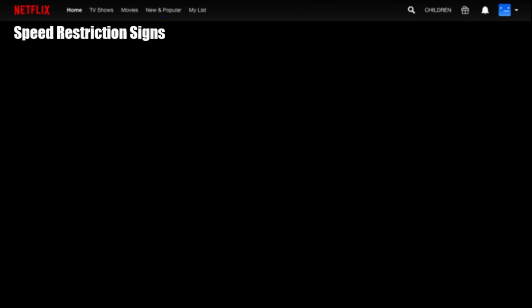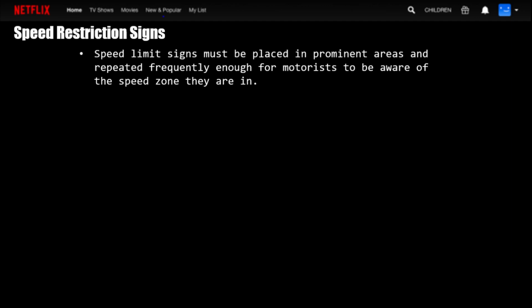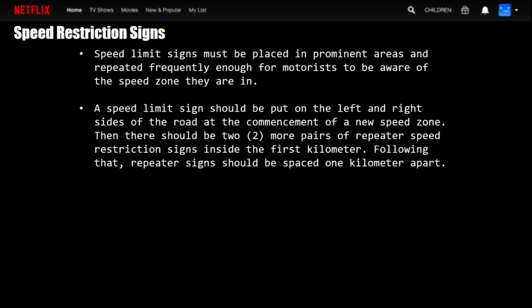Next is the speed restriction signs. It is a regulatory sign that is designed to communicate a set legal maximum or minimum speed that vehicles must travel. Drivers must not exceed the limit that the sign designates. Speed limit signs must be placed in prominent areas and repeated frequently enough for motorists to be aware of the speed zone they are in.